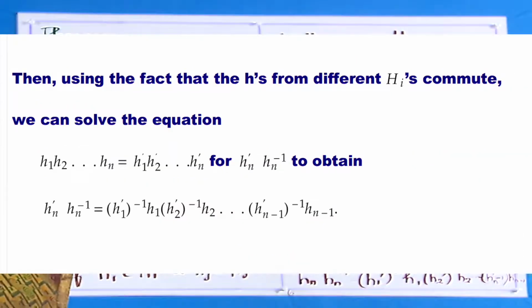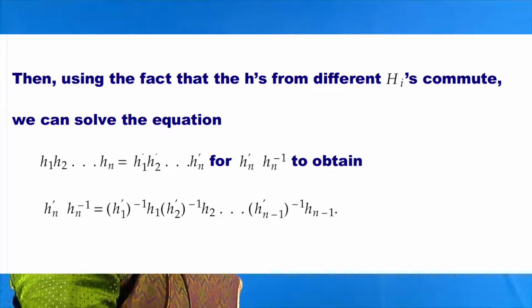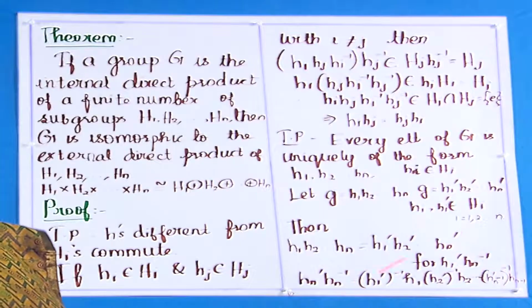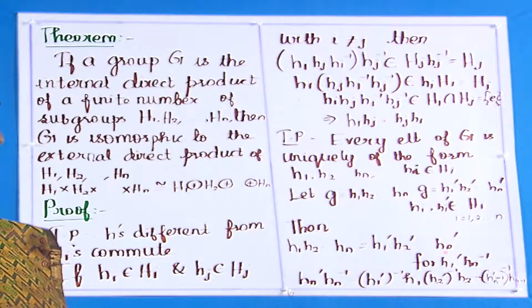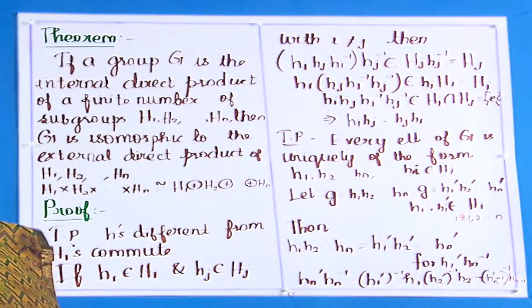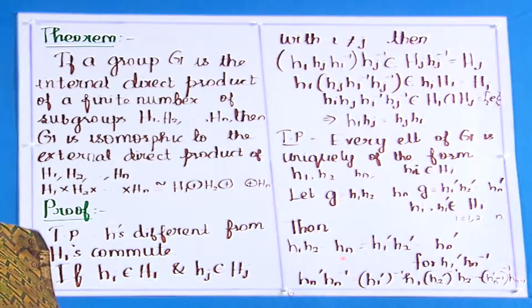Then clearly the product H1, H2, so on up to Hn is equal to H1 dash, H2 dash, so on up to Hn dash. Let us consider that this element be here as it is, and we are taking this element on the right hand side. So we are left with Hn dash, this element, Hn inverse. So this element has gone to the right side.